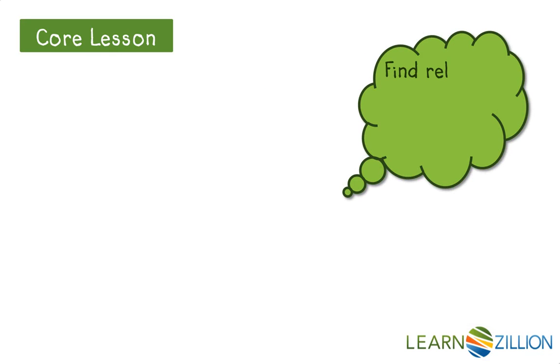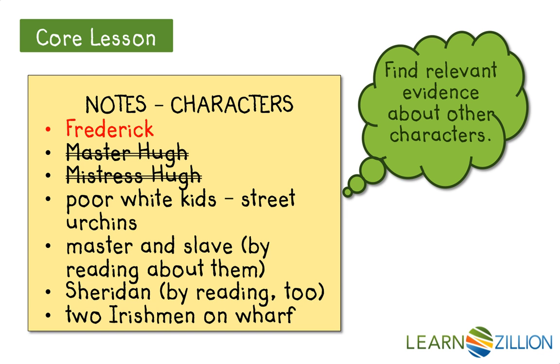So I am thinking I need to find relevant evidence about other characters in the story. So I will go back and use this same process for finding evidence related to how other characters impacted the life of Frederick Douglass. When I've gathered all of my ideas together, I'll be ready to move on to the next step and draft my essay.